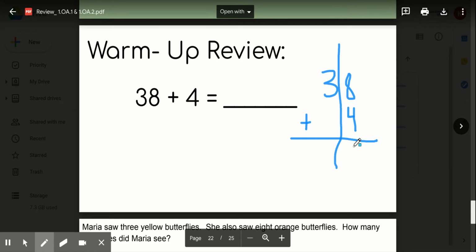Number one goes first. 8 plus 4, I'm going to start with the bigger number 8 and add on 4. So 8, 9, 10, 11, 12. I can't put 2 digits in the ones place. There's only room for 1 digit in the ones. So in the number 12, the number that's in the ones place is the 2. So I'm going to put the 2 down here and carry my 10 on the 10 side. Now I have 1 plus 3, which is 4, and I get my answer, 42.